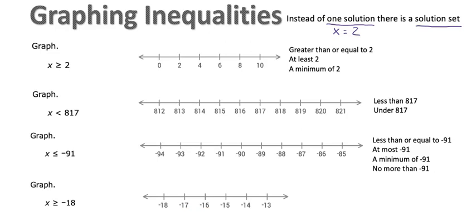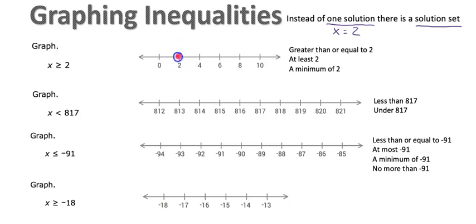So we're given a number where it begins, but then all the numbers either to the right or to the left are part of the solution set. Taking a look here at number 1, I have x is greater than or equal to 2. Now words are important when it comes to inequalities. They also could have said x is at least 2. That means the same thing as greater than or equal to, or a minimum of 2. But graphing is all the same.